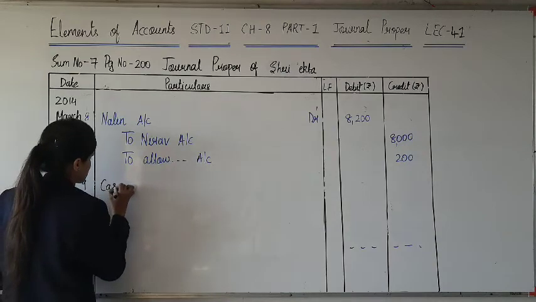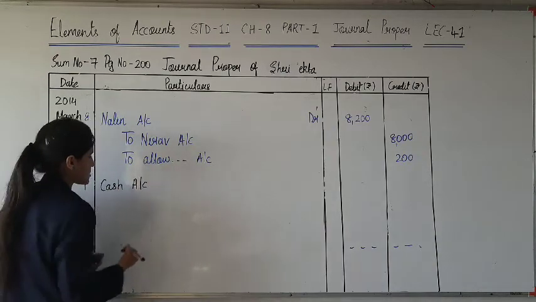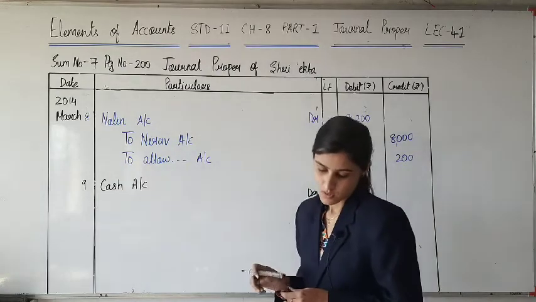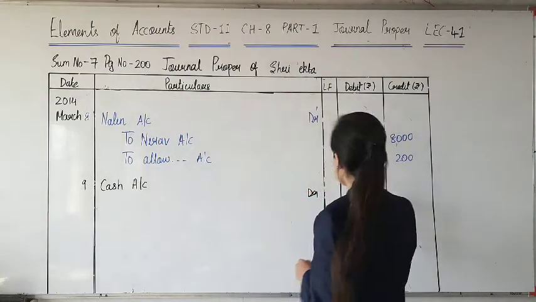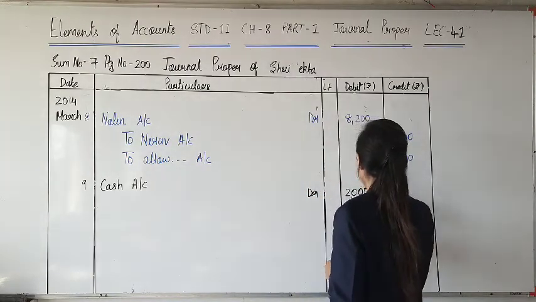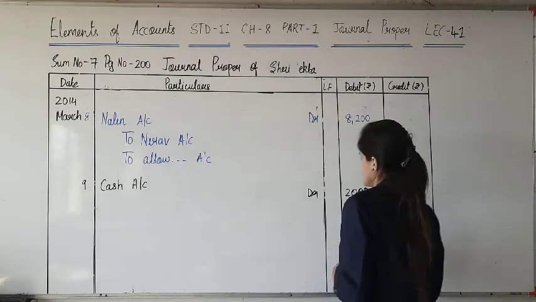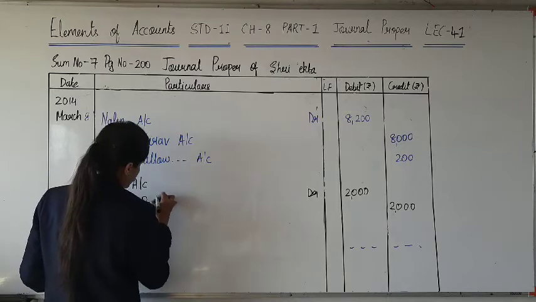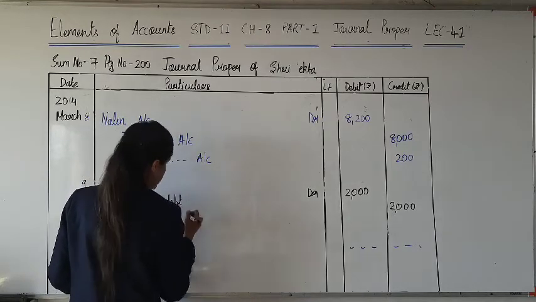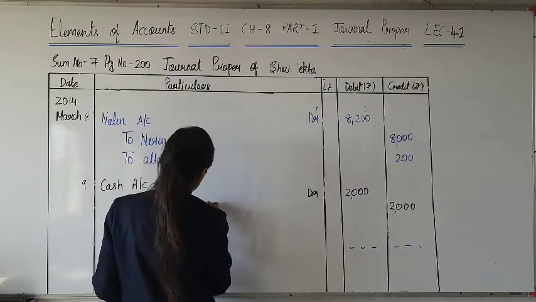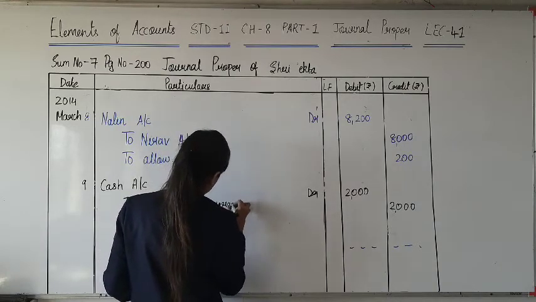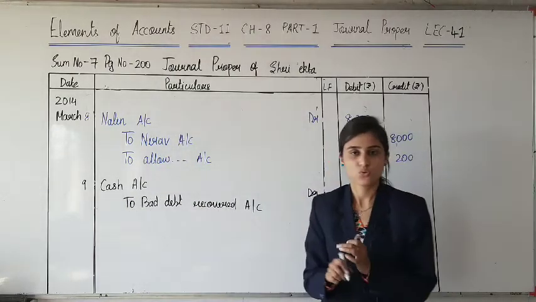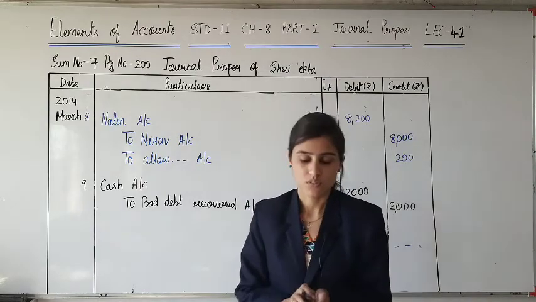Cash is received. So cash comes in, debit what comes in, cash account debit. How much? 2,000. Bad debt recovered is our income. You cannot write Rajesh. You know the logic. I've explained in chapter 4.